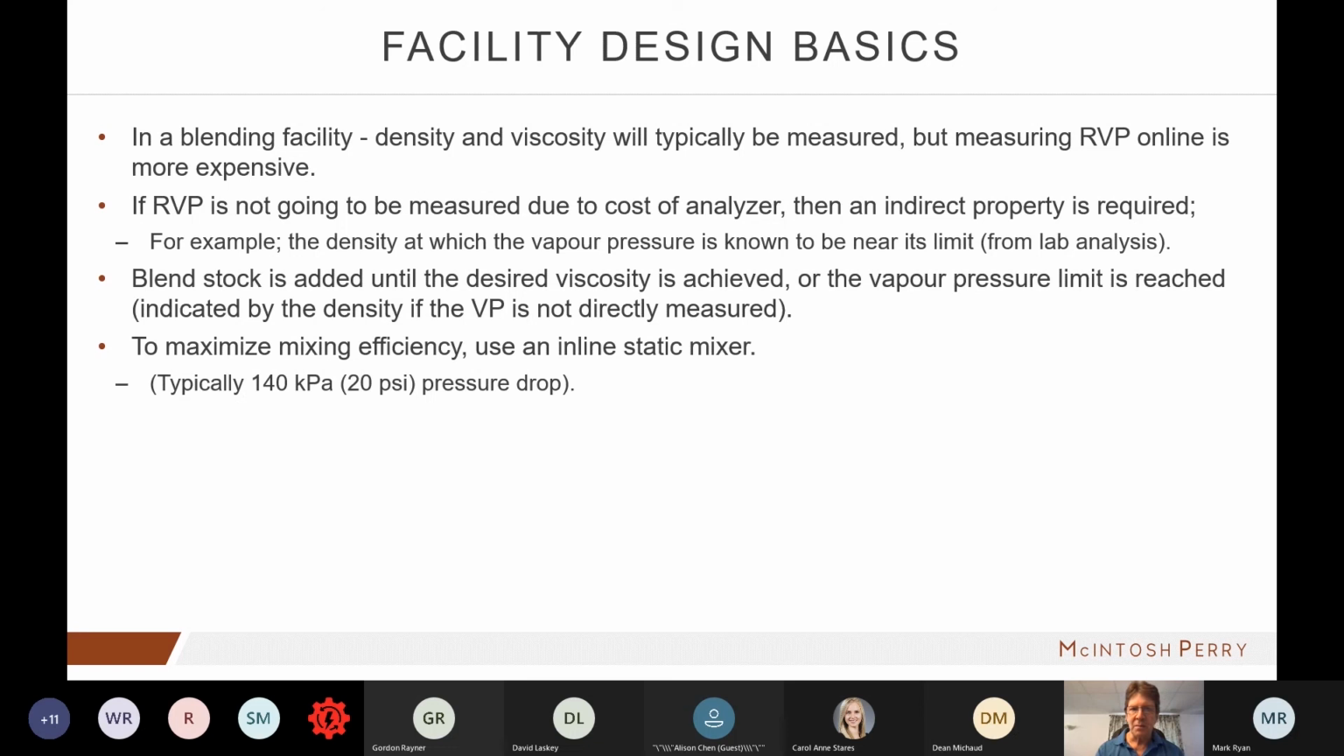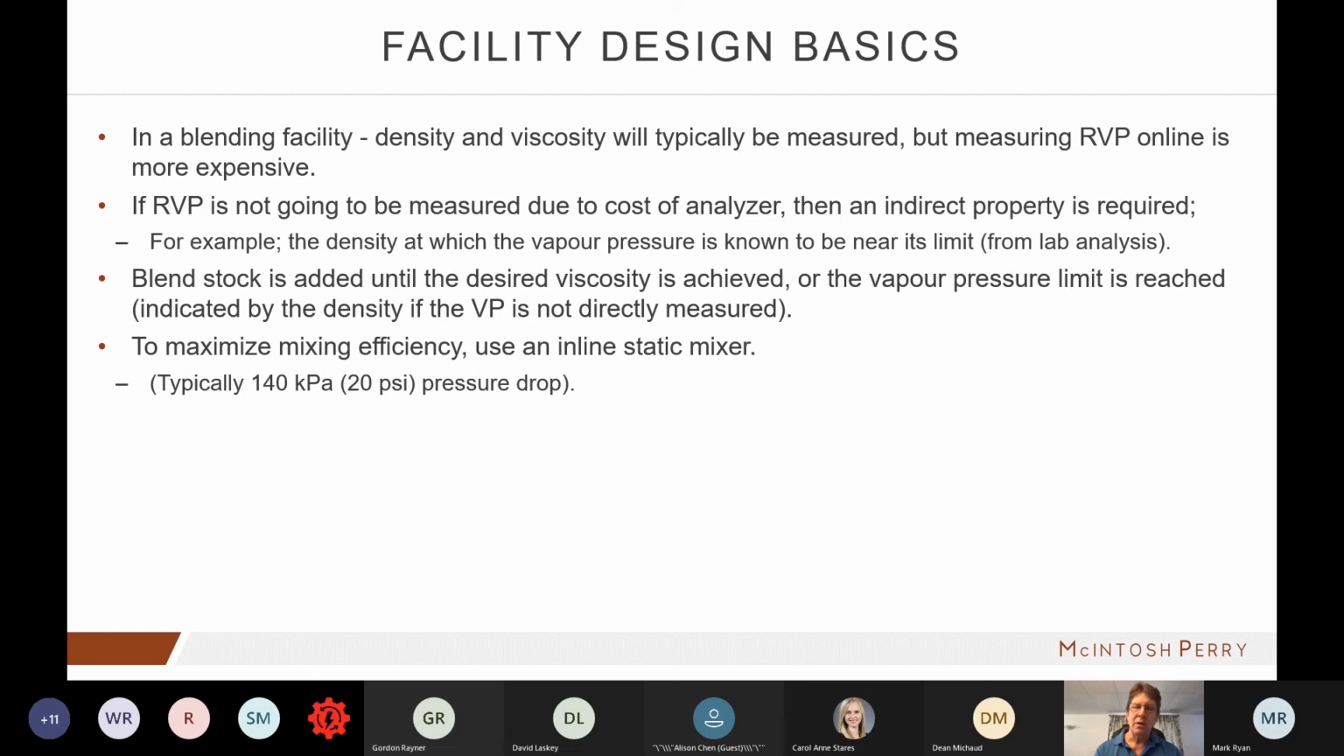If RVP is not going to be measured due to this cost, then you need some kind of indirect property. One of the things I've done is blend calculations. Let's say I'm blending to less than that 940 kilograms per cubic meter we saw several slides ago. I might find that if I blend below, I'll pick a number around 925, that particular density, I start to run into vapor pressure problems.